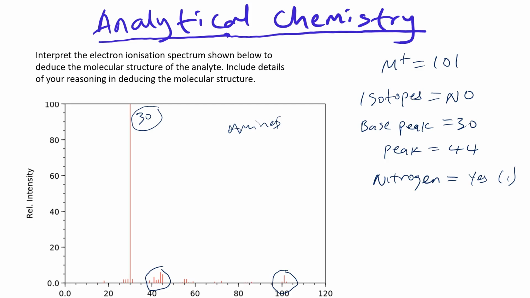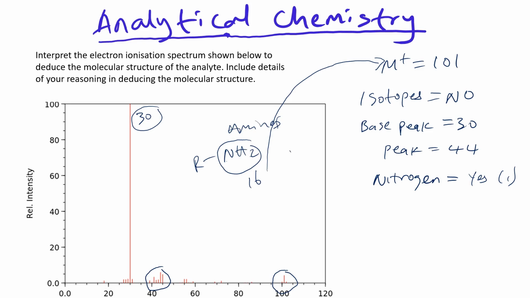Now I'll subtract the functional group. The functional group for amines is represented using NH2, right? Now, what is the value of amines? Amines is 14 plus 2, 16, right? Now, what I'll do is subtract 16 from the molecular ion. If I subtract it from the molecular ion, I will have 101 minus 16. That will give me 85.